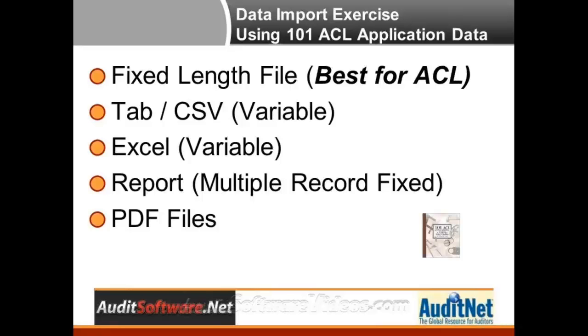Tab delimited files are basically delimited by either a tab, a comma, or a pipe, and what you're going to do is break that up, and ACL is going to convert that tab file into a fixed length file.